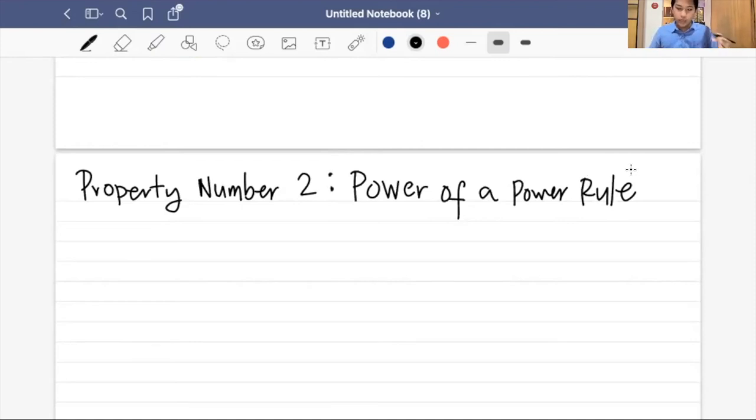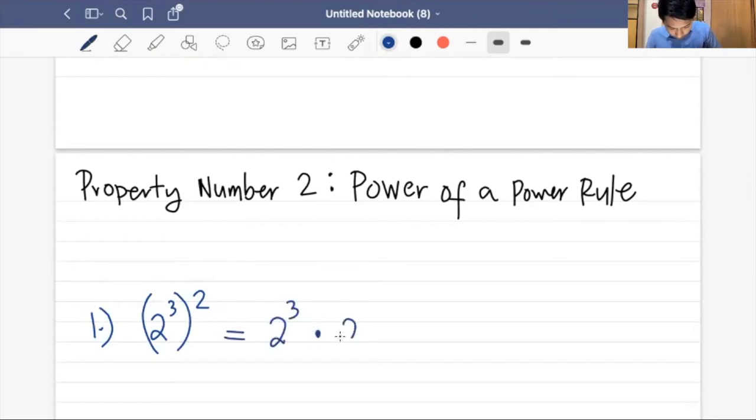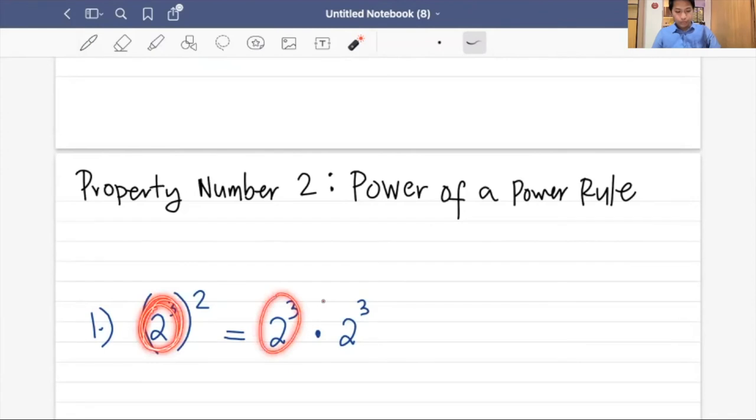Let's investigate first before we write the algebraic form of this property. Given, for example, example number 1, we have the quantity of 2 cubed raised to 2. Now let's apply first our property number 1, which is the product rule. We know that this is just the same as 2 cubed times 2 cubed. Because again, this is our base, 2 cubed, and we have the exponent, which is 2. So we use the base 2 times. So 2 cubed times 2 cubed.